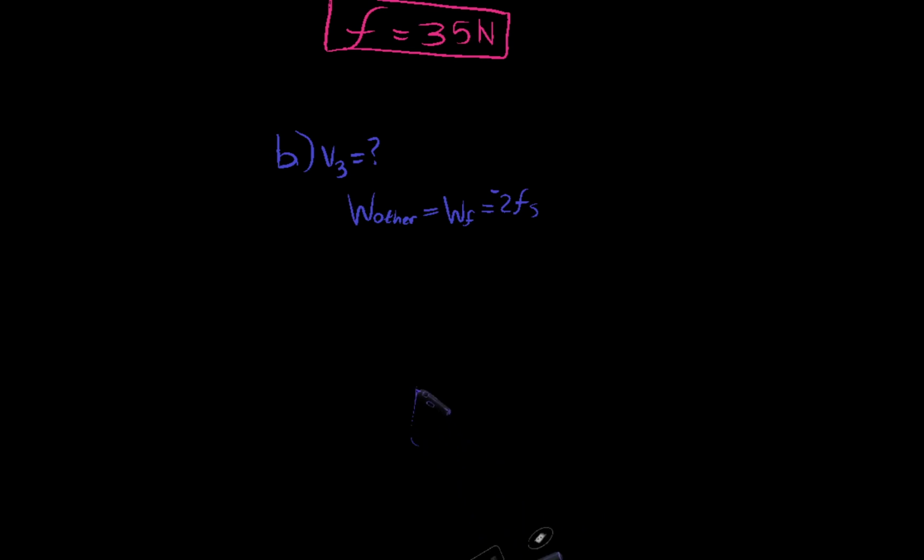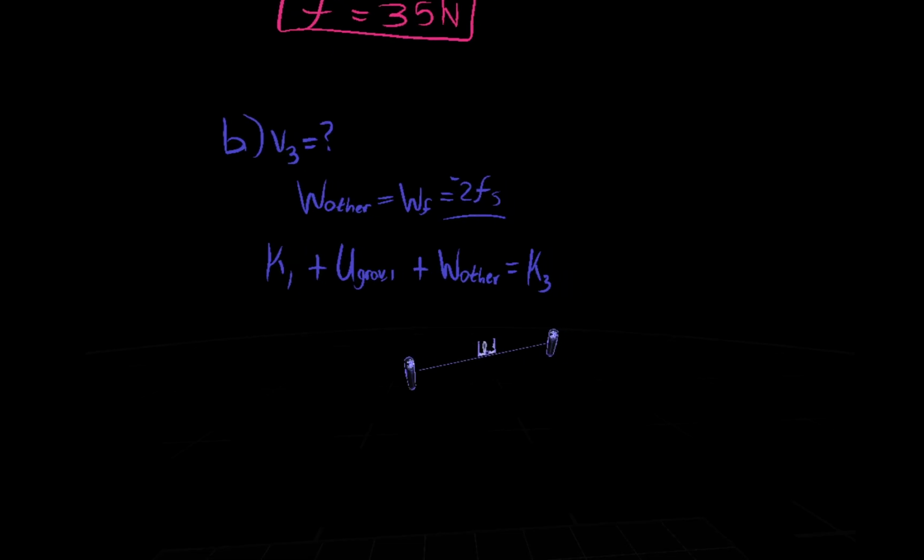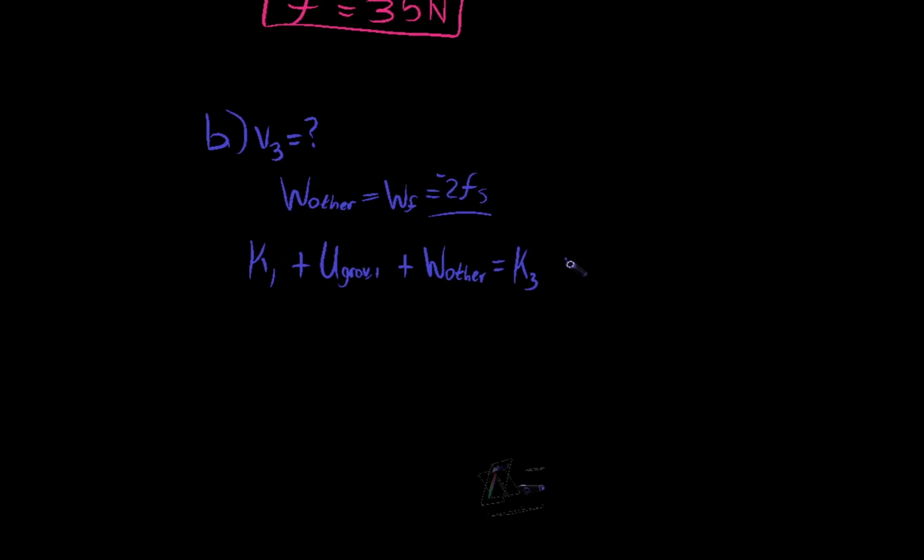So now we can do an energy analysis from point 1 to point 3, since we know the total work other through the whole journey. We want to find the final velocity, so we want to focus on K3. So K1 plus U grav 1 plus work other is equal to K3, because we're jumping from point 1 all the way to point 3, plus U grav 3.